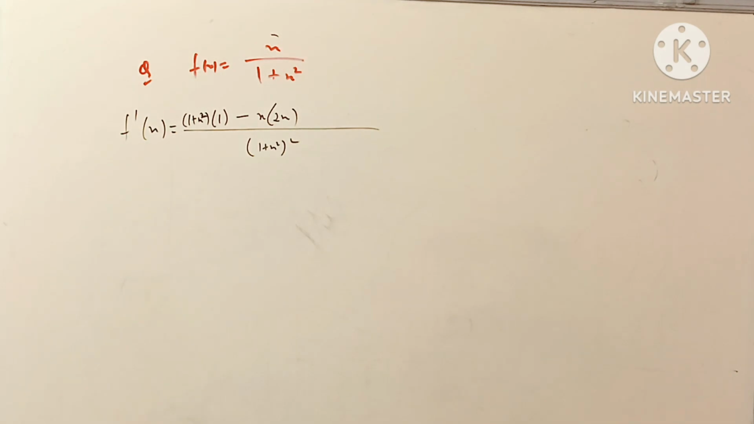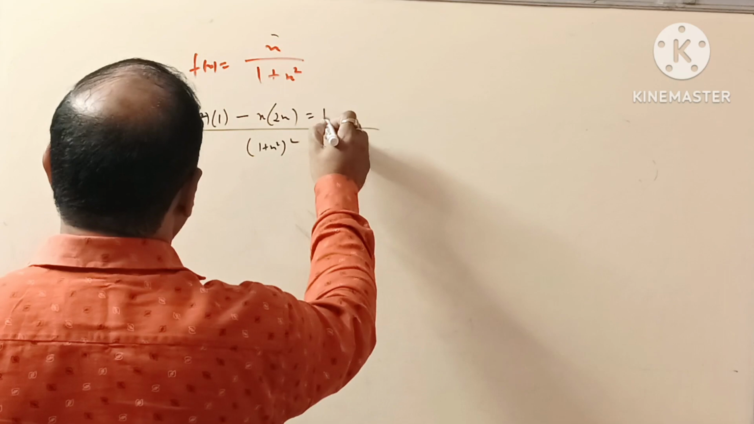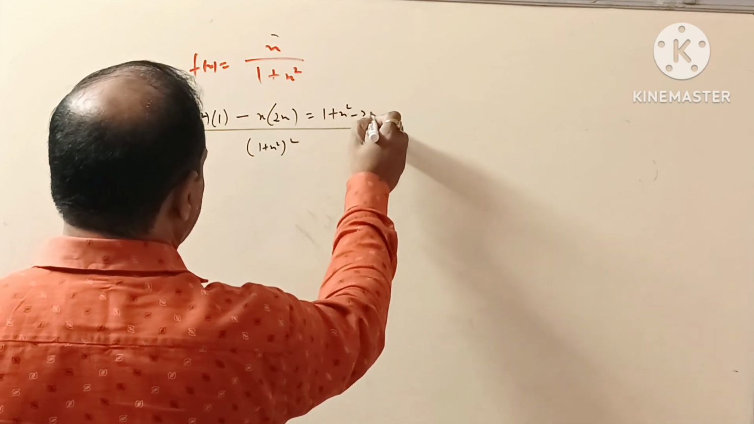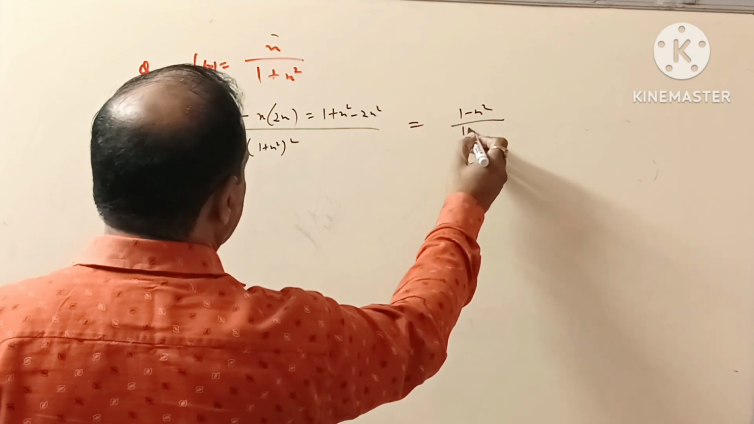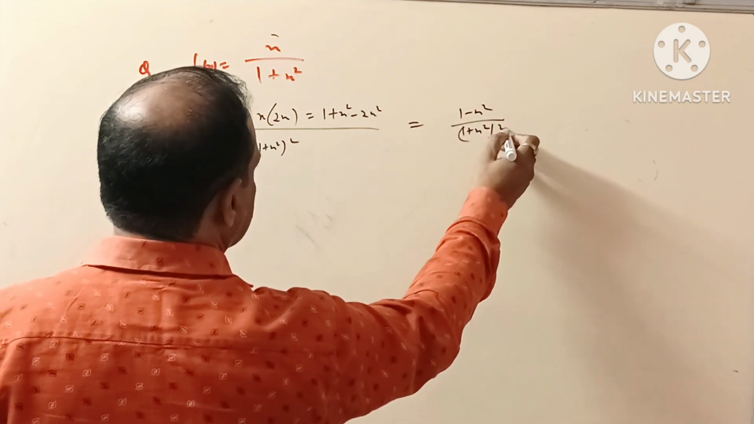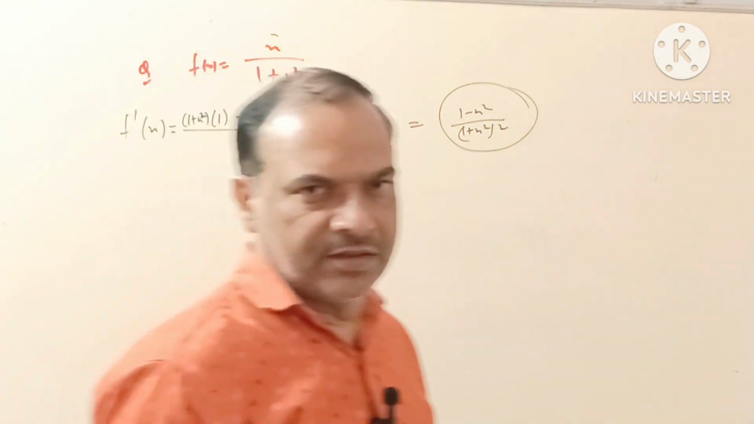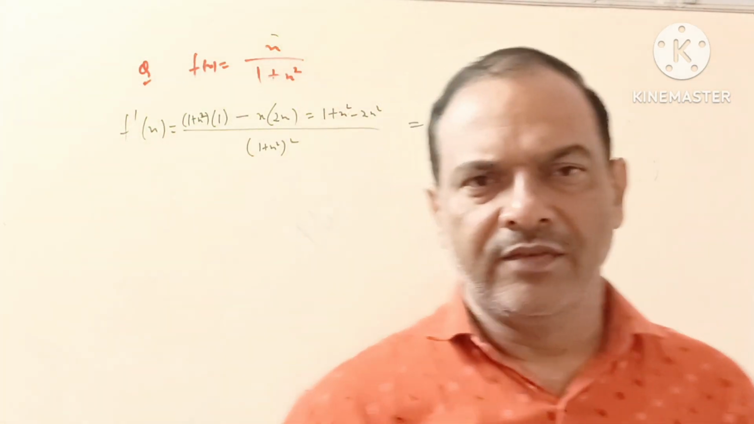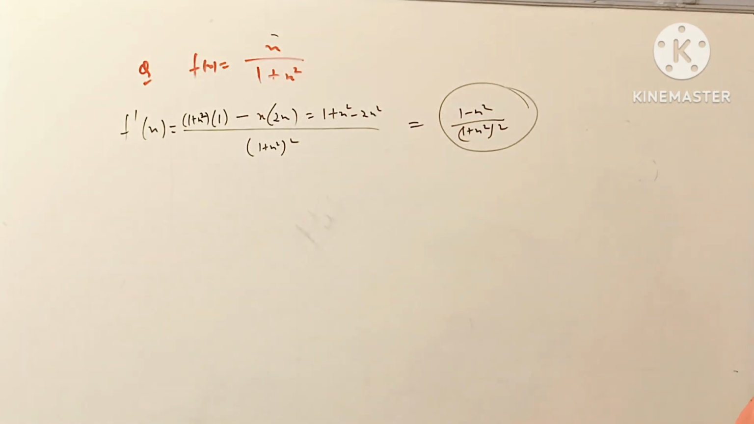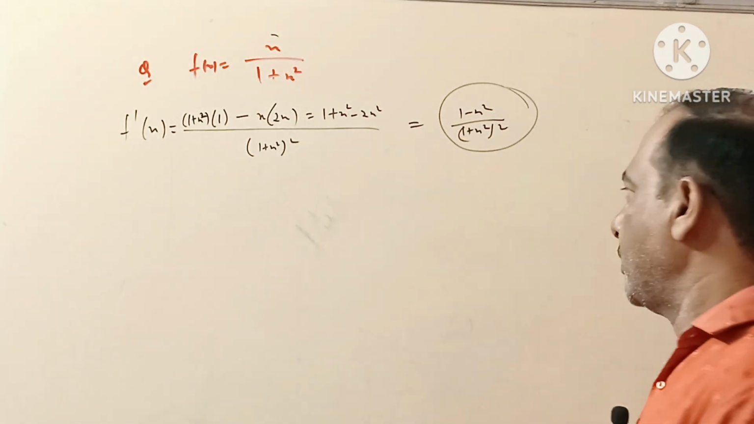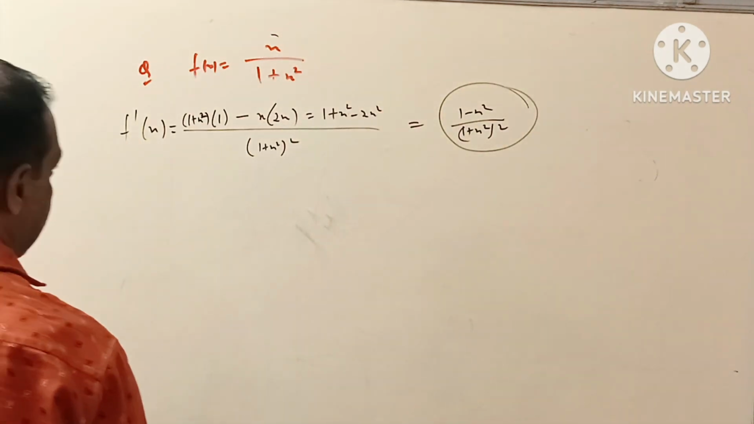Okay, now how much will be left? It will give you 1 plus x square minus 2x square. This implies it will give you 1 minus x square over 1 plus x square, and this is whole square. This is f dash x. The first thing is you have to find out f dash x, then f double dash x, f triple dash x, and then f raised to power 4 x. Okay. Now second is f dash x, f double dash x.